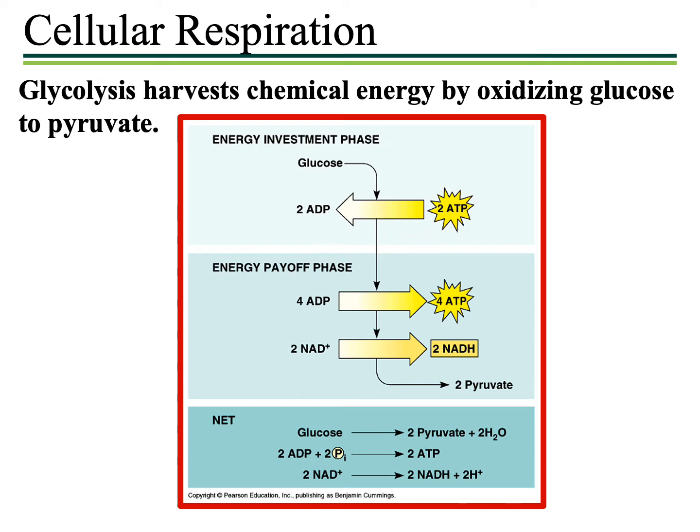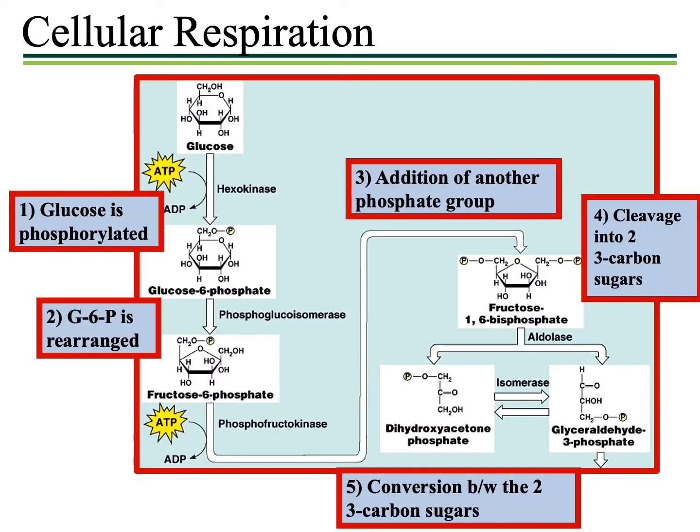However, in the energy investment phase, 2 ATPs are utilized. So if you make 4 and you use 2, that leaves a net of 2 ATP for every glucose molecule that enters glycolysis. Now let's look at the energy investment phase in a little more detail.